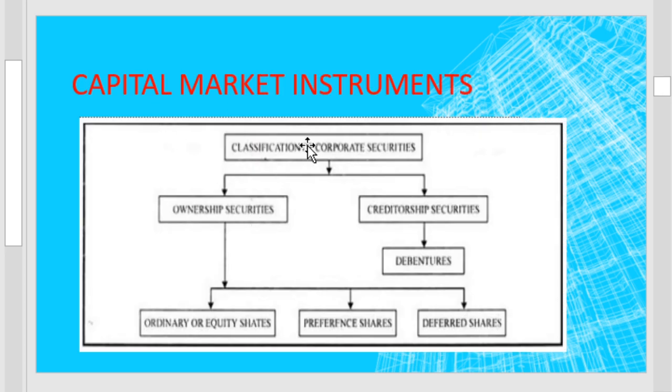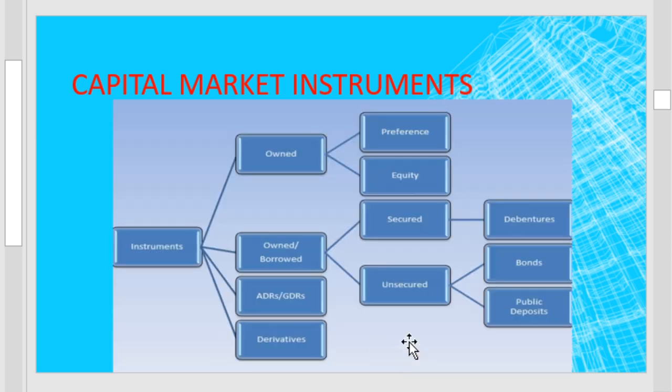The capital market instruments can also be classified on the basis of corporate securities. On this basis, they are divided into two: ownership securities and creditorship securities. The ownership securities are further divided into ordinary equity shares, preference shares, and deferred shares. Debentures come under the creditorship securities. And there exists another category of classification: owned instruments, owned or borrowed instruments, ADRs, GDRs, and derivatives.